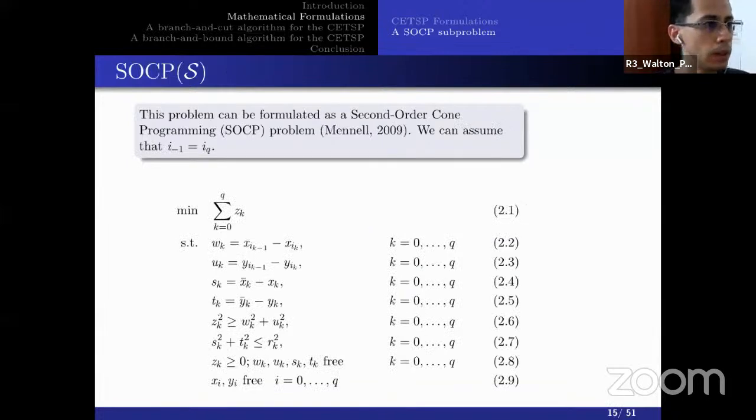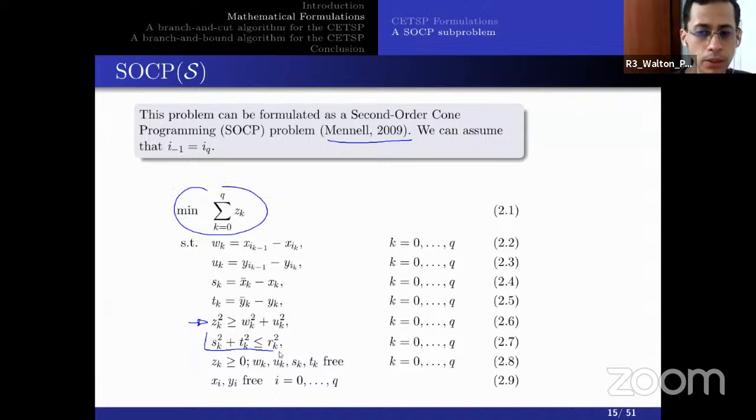So you can write a second order cone programming formulation for this subproblem. This has been shown by Meno as well. And then you can see here in this formulation, I don't have any binary variables anymore because I already know the sequence. So I have eliminated the combinatorial decisions. Now I just want to minimize. So zk here represents the distance of the tour visiting the vertices, and then you want to minimize the total distance of that tour, and then you just have to be inside the covering region, inside the disk of each vertex.